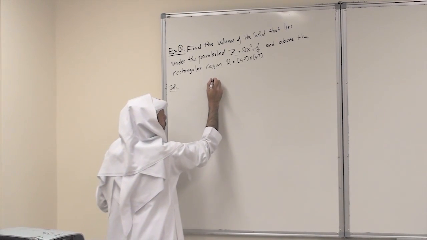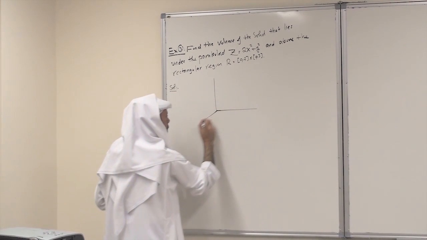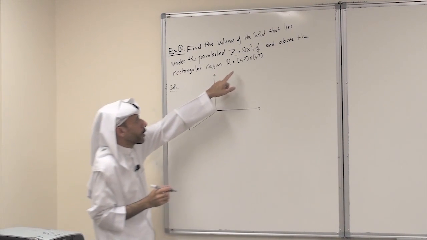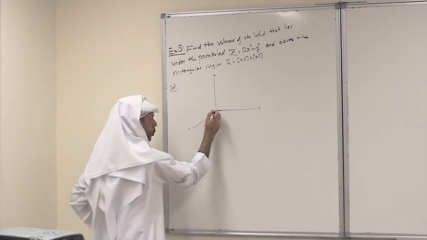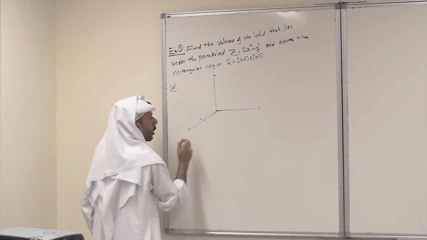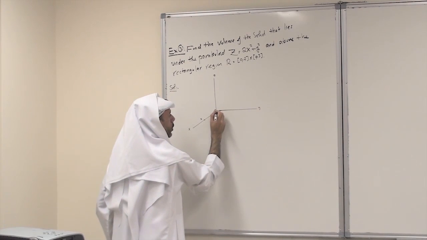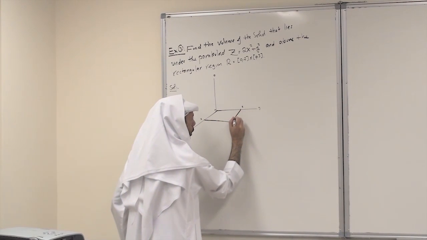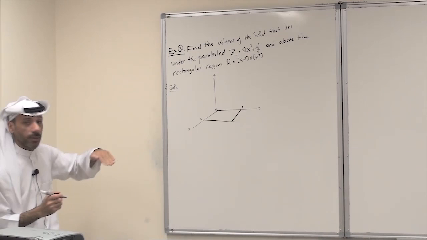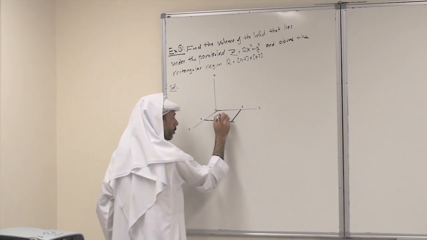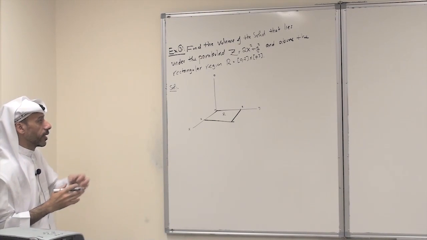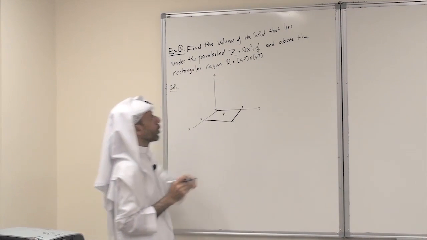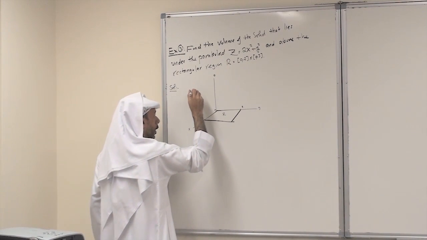So let's do this. We take xyz space, and the rectangular region in the xy plane, the x interval 0 to 2, so this is 0 and this is 2, and the y interval 0 to 3, so this is 0 and this is 3. So really we have the following region. This is the region R, a rectangular region in the first quadrant of the xy plane. And the paraboloid z equals x squared plus y squared. The graph of the paraboloid will be something like this.